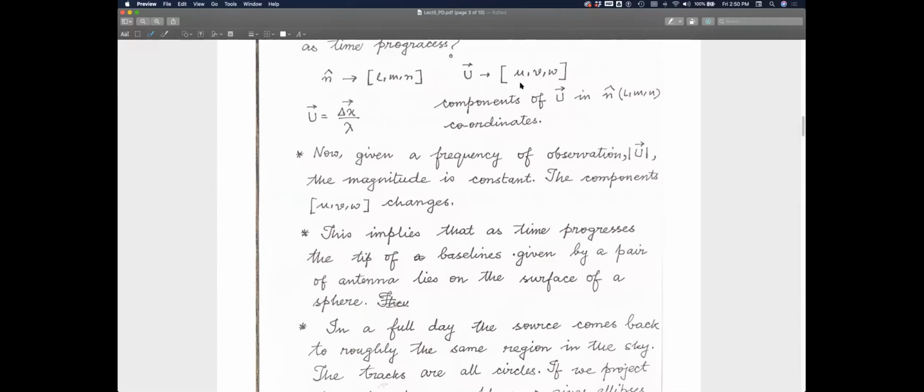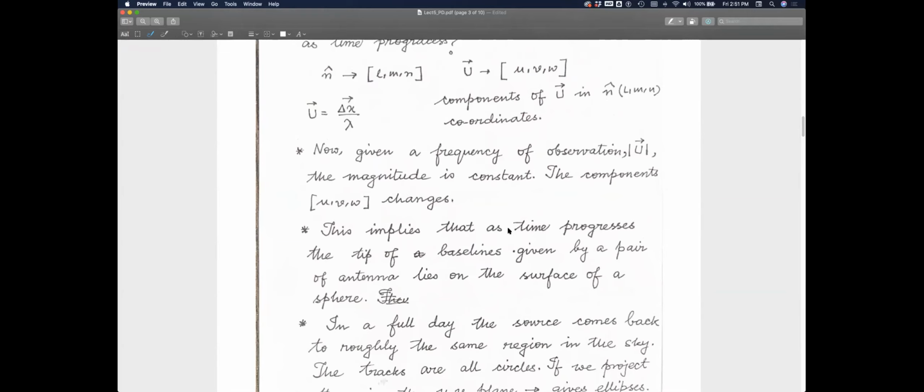So if I now ask you where the tip of this vector will lie in 3 dimensions, it has to lie on a sphere because the radius, which is the magnitude of this vector, is constant, right? So you realize that as time progresses, the tip of the baseline vector lies on a sphere.